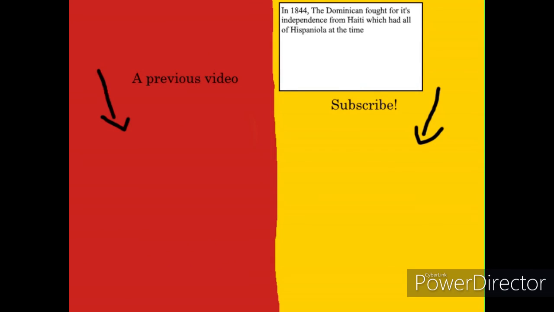In 1844, the Dominican Republic fought for its independence from Haiti, which possessed all of Hispaniola at the time.